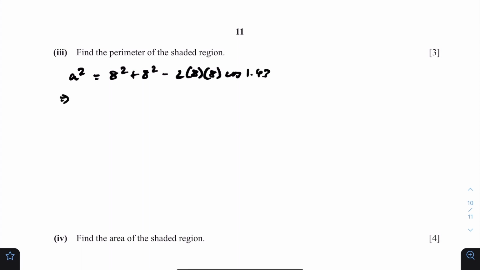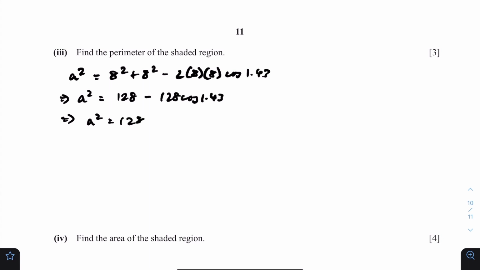So if we, well, this is already in the subject, so we just need to simplify this down. We know that 8 squared plus 8 squared is equal to 128. And then 2 times 8 times 8 is also equal to 128. So we have minus 128 cos 1.43. So we know that A squared is equal to 128.